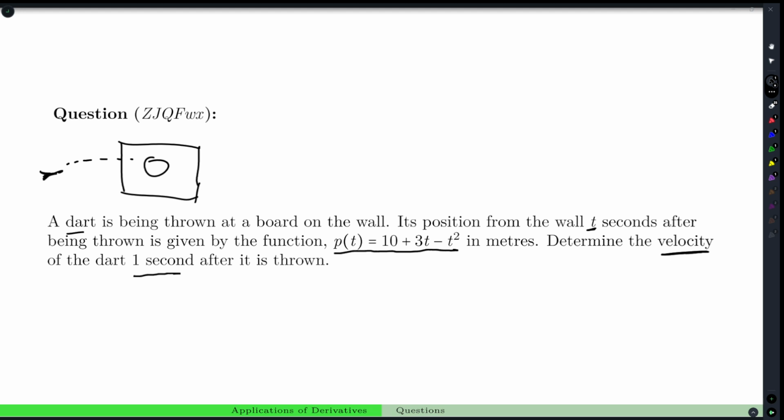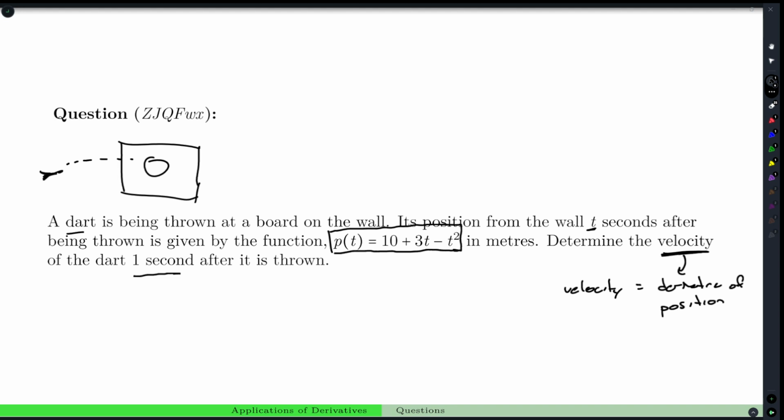How do I translate from the word problem to what I actually need to do to answer the question? So we see, all right, they've got the word velocity. Velocity is the first derivative of position or distance or height or depth or whatever sort of measure like that, length measures. Okay? Well, we've got a formula for the dart's position. So taking the derivative should give me a formula for the dart's velocity.